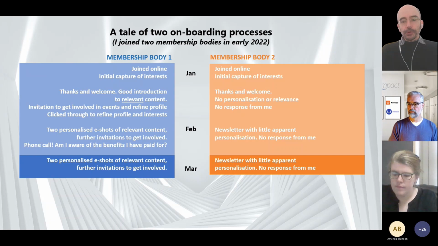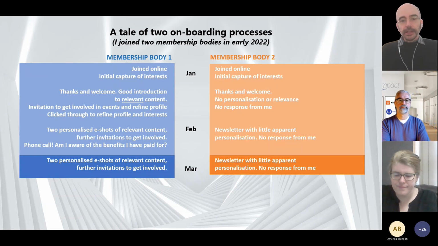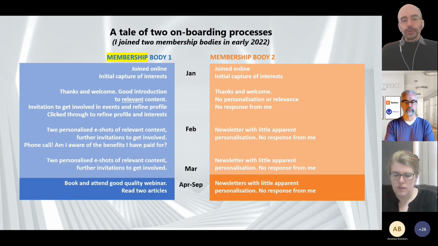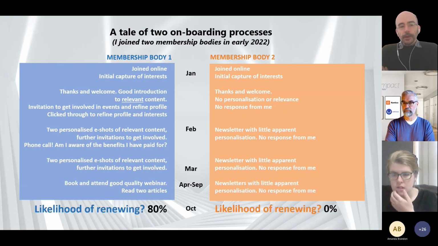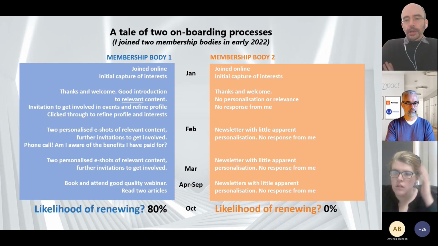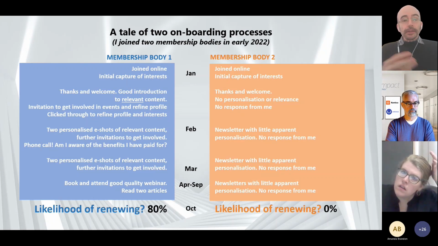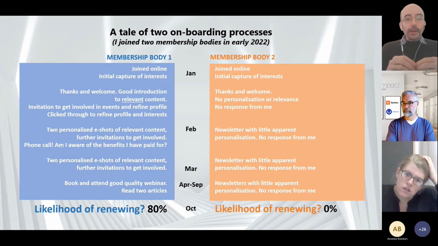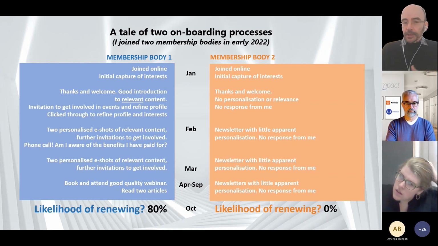So then through March, I got personal things from the RSA. I did an event with them. I just got the newsletter from the less good organization. And so it went through April and September. The key point for me was the likelihood of renewing was really high for the RSA. The likelihood of renewing the other one, I'm not going to renew. And I wanted to say that I made that decision about the RSA back in January, February time.